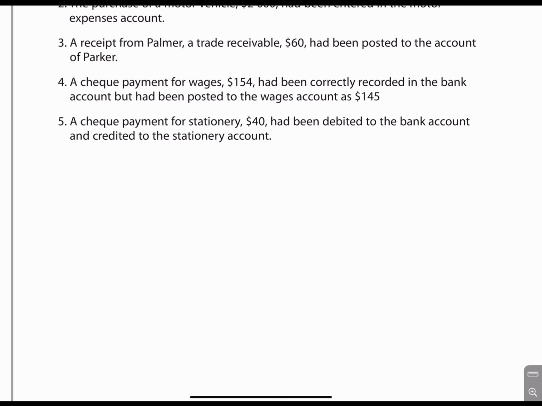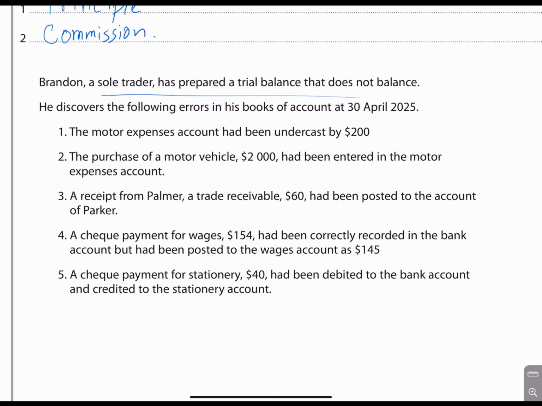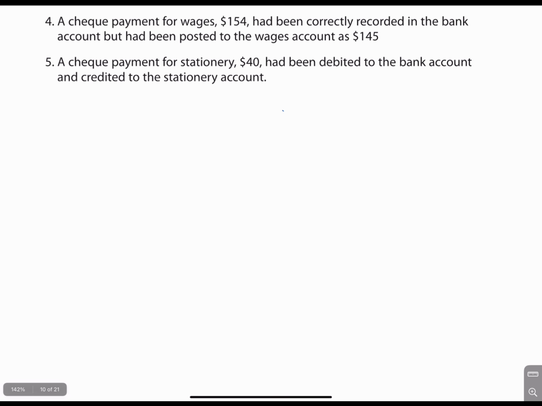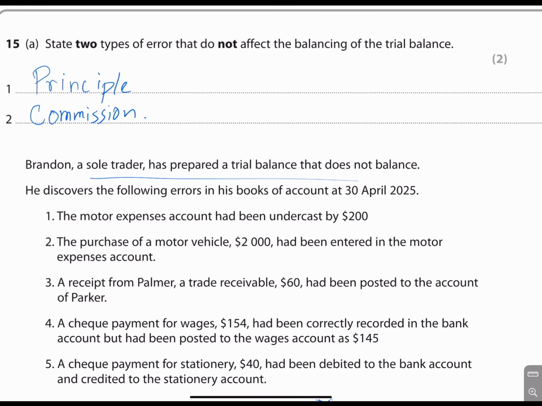So as it says, the motor expense account had been undercast by 200. Undercast means it was understated, right? So understated by 200. To correct this account, we have to first increase it. Now motor expense is a debit account. If we want to add something to debit, we debit it. If we want to subtract something from the amount, we credit it. So to correct this error, we have to add some balance up, because the balance was understated by 200.